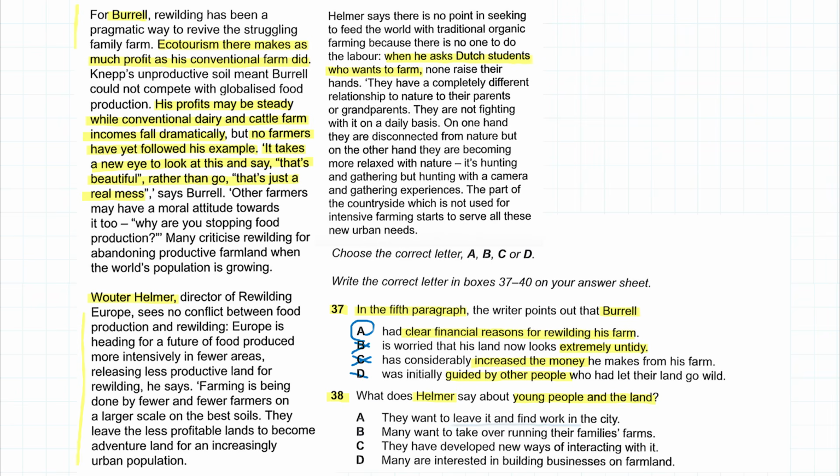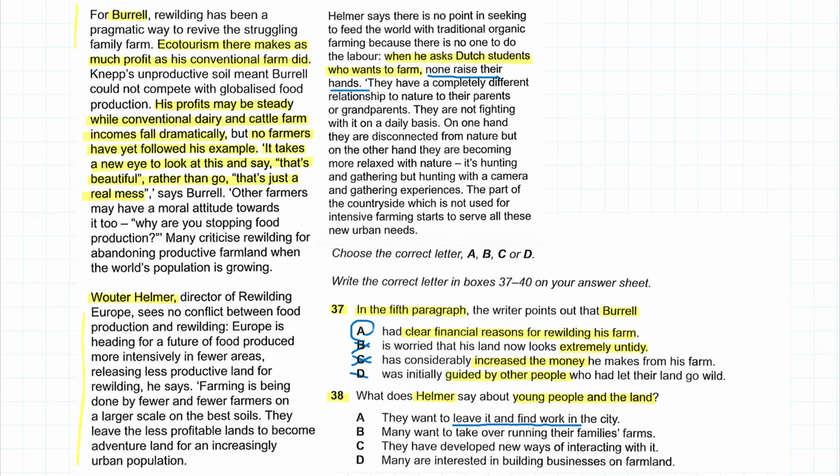A, they want to leave it and find work in the city. Well, we know that young people often leave the countryside and their farms, but he actually didn't say that. All he said was, when he asks them who wants to farm, no one raised their hands. But they're not saying they want to leave it and find work in the city. So be careful.